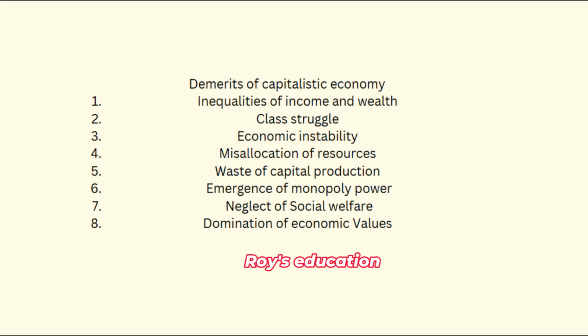Next point is waste of capitalist production. There are various types of waste. Some of the techniques of production are discarded because of the discovery of new and better techniques. Second, consumers also discard many types of consumer goods, like cars, when new models are manufactured. Next, the producers go for excessive advertisement in order to push up their sales. Then plant capacity remains unutilized due to cutthroat competition.